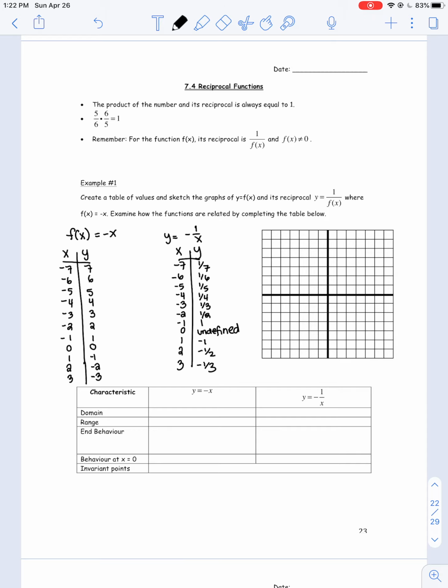So what we're going to do is graph the original. I'm going to do that in one color, so I'm going to do that in red. So this is the original graph. The original graph was negative x, so that's going to look like this. And then we're just going to connect all that. So this is a continuous line. I'm going to put arrows on each side. So this is representing the f of x equals negative x graph.